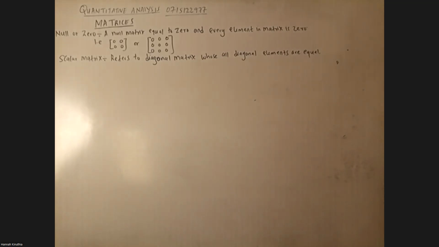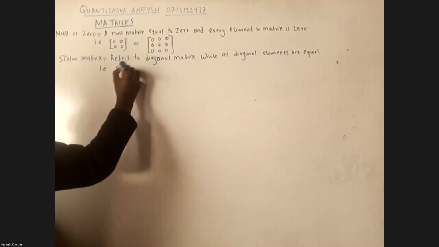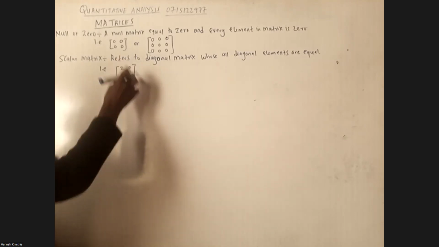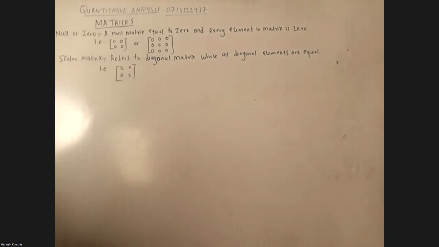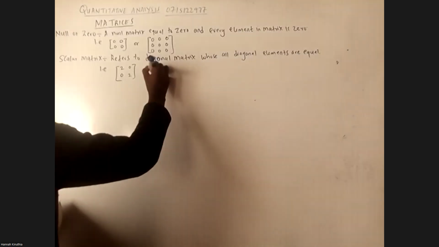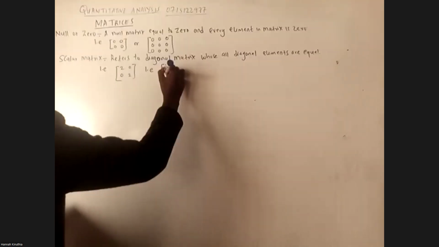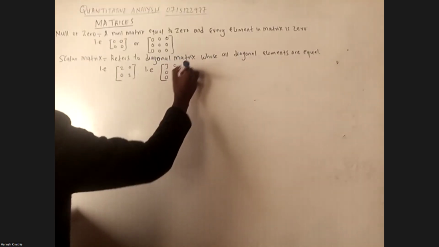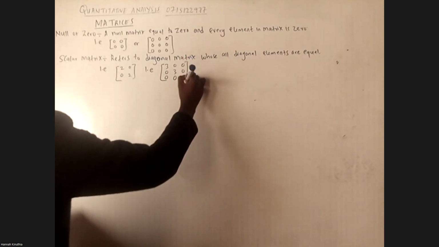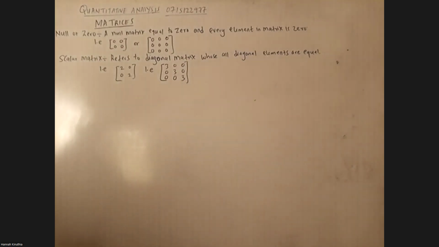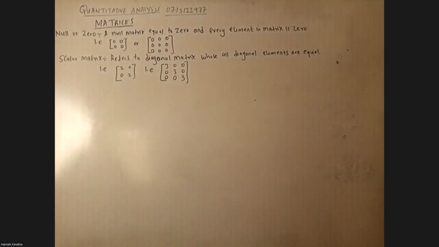A scalar matrix refers to a diagonal matrix whose diagonal elements are all equal. For example, 2, 0, 0, 2. Here 2 and 2 are the same element in the diagonal, so it is considered a scalar matrix. Or 3, 0, 0, 0, 3, 0, 0, 0, 3. All the items inside the diagonal are the same.